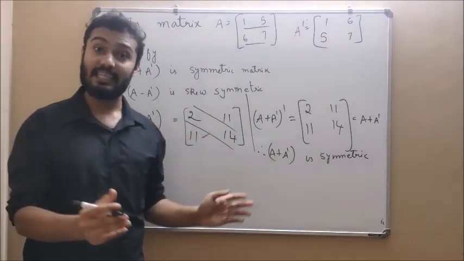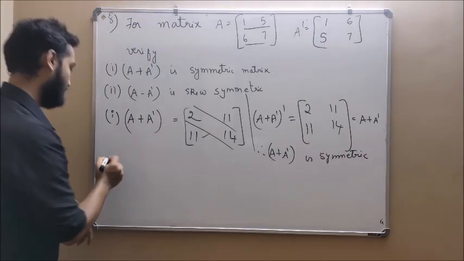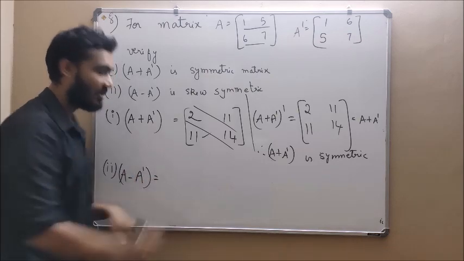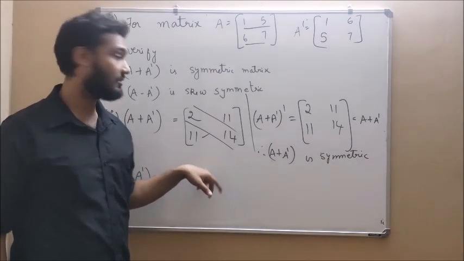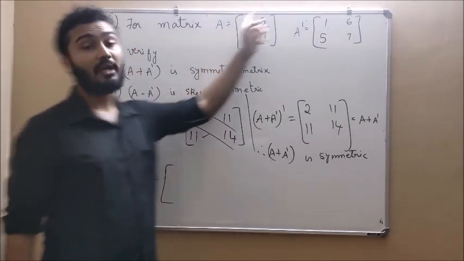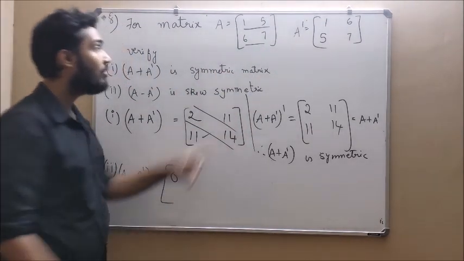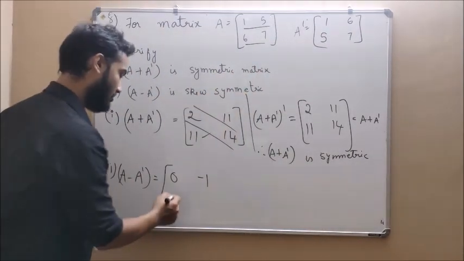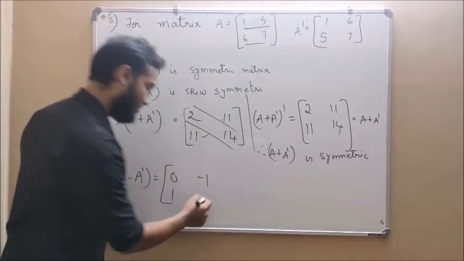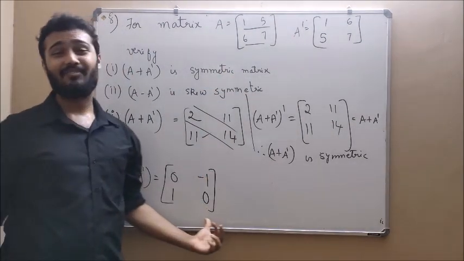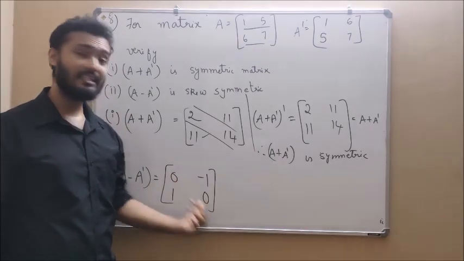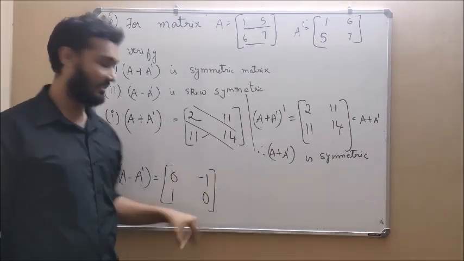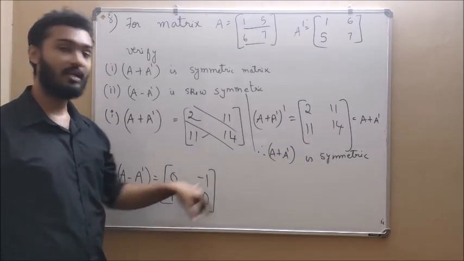Next, take A minus A dash. What do you get? 1 minus 1, 0. 5 minus 6, minus 1. 6 minus 5, 1. 7 minus 7, 0. So it is definitely a skew-symmetric matrix because the diagonal elements are 0 and the elements above and below the diagonal are negative of each other. 0, 0, 1 and minus 1.